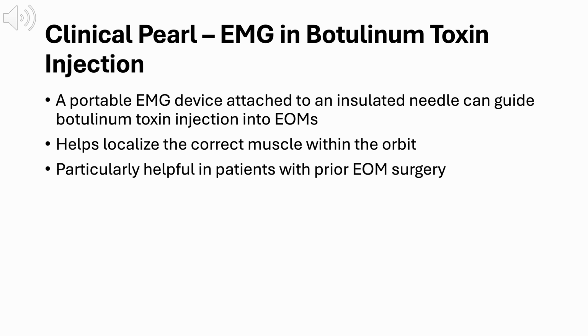This slide highlights a practical clinical application of EMG in strabismus care. A portable EMG device can be attached to an insulated needle and used to guide botulinum toxin injections into extraocular muscles. As the needle advances, EMG activity confirms when the tip is within the target muscle. This technique helps accurately localize the correct muscle within the orbit, which is especially important given the close proximity of multiple extraocular muscles. EMG guidance is particularly useful in patients who have had prior extraocular muscle surgery, where normal anatomy may be altered and visual landmarks are less reliable. By confirming muscle activity in real time, EMG increases precision and reduces the risk of injecting the wrong muscle.